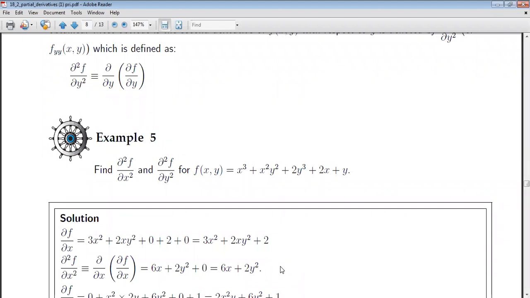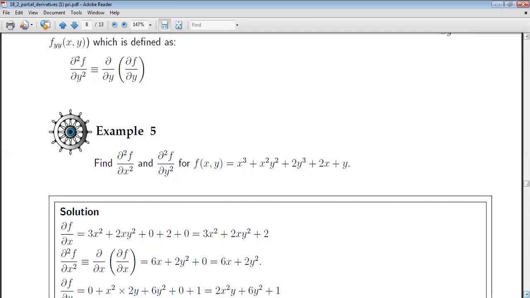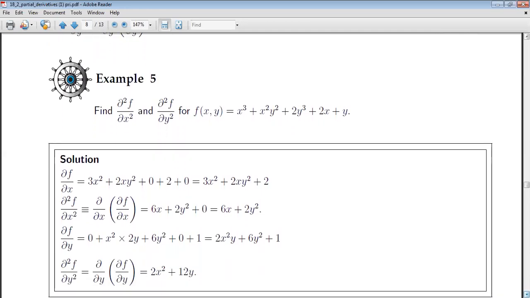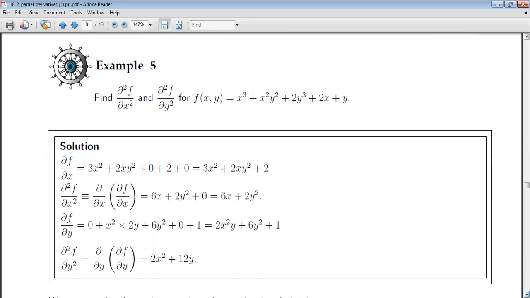Sir, it is 2y x square plus 6y square plus 1. Very good. Who is saying that? I'm not seeing this thing. Sir, Tirthankar, sir. Tirthankar, okay. Any other? Same result is getting, 2y x square plus 6y square plus 1. That is the value of del f del y, no? Okay. Sir, so, del square f by del y square is equal to 2x square plus 12y. Very good. See the result? 2x square plus 12y.